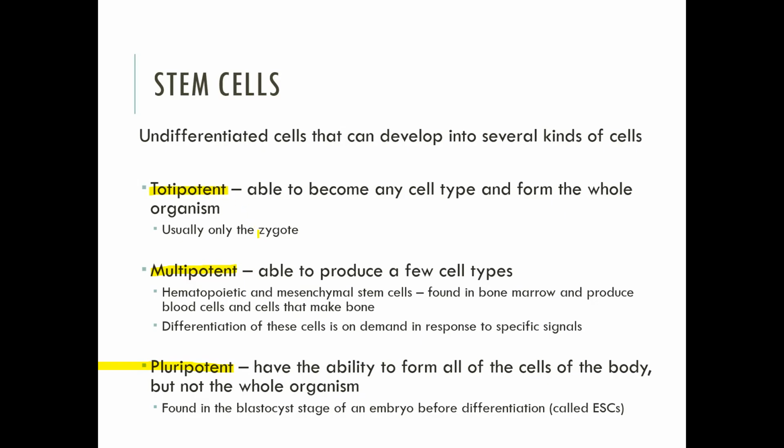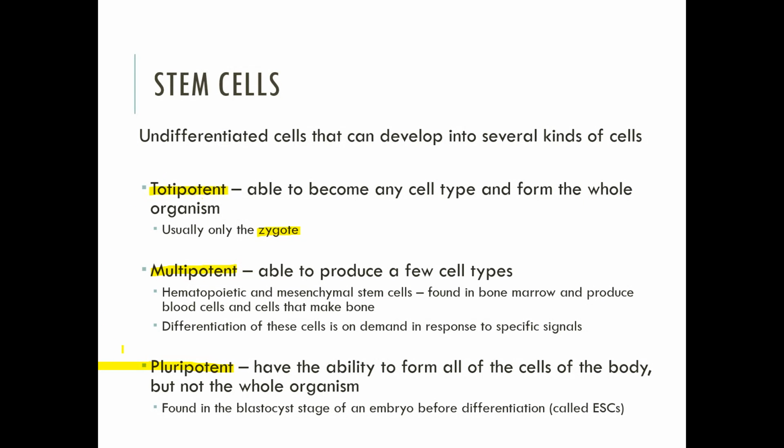Now, pretty much the only cell that is totipotent is the zygote itself. So when sperm meets egg and you have that original diploid cell, that zygote has the potential to become any cell type, from muscular to nervous to skin to bone to blood, okay? But you could also take that zygote, and from that zygote, it can develop into the whole organism. So totipotent can pretty much form totally anything, and they are going to have the most potential.